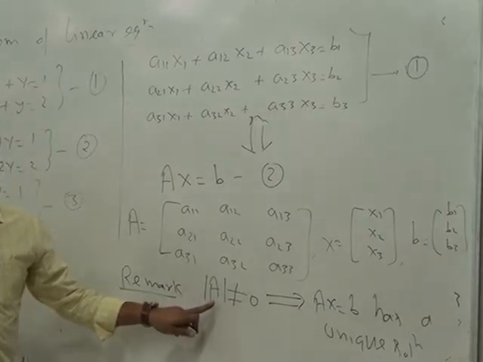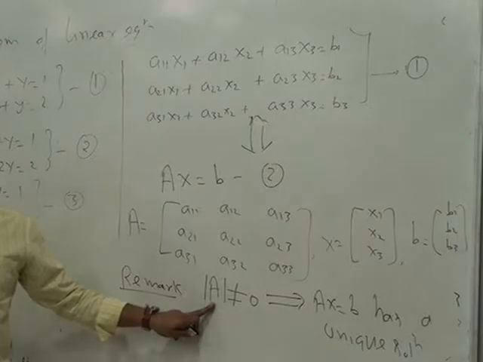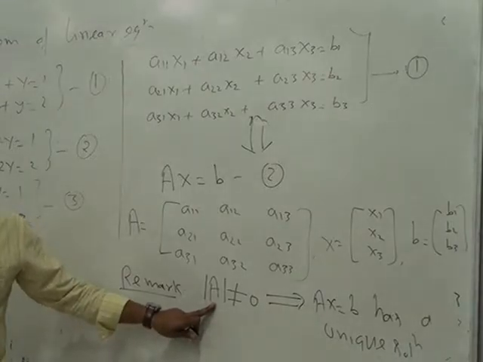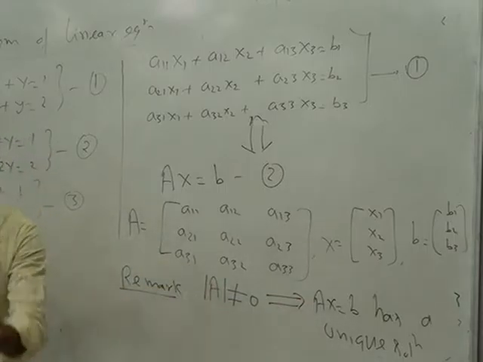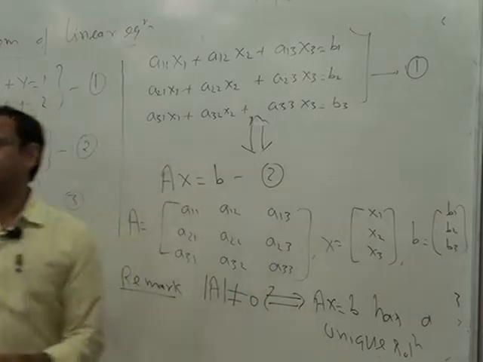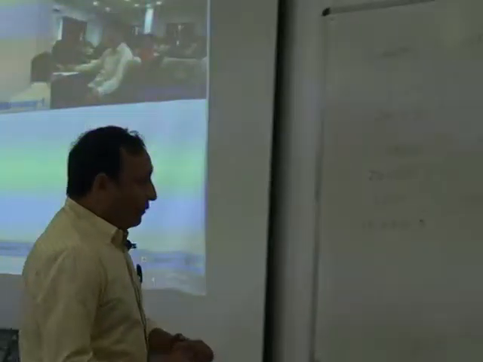So if determinant of A is non-zero, that means A is invertible, or A is non-singular, correct? Then Ax equal to B always has a unique solution. We have much more than this. This is also true: if Ax equal to B has a unique solution, then determinant of A will be non-zero. This holds both ways, correct? We have one more simple thing.